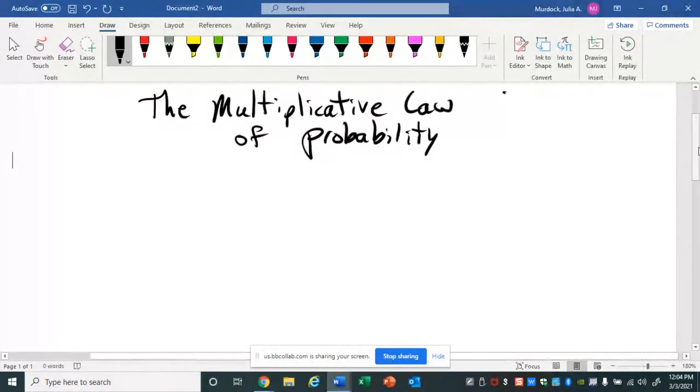We're only going to do the multiplicative laws of probability in terms of connecting them to the Punnett squares that you're doing, right? Which you're going to need to be able to do. So the multiplicative law of probability basically says this.